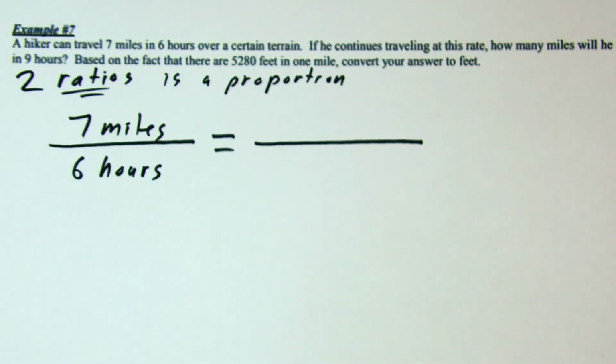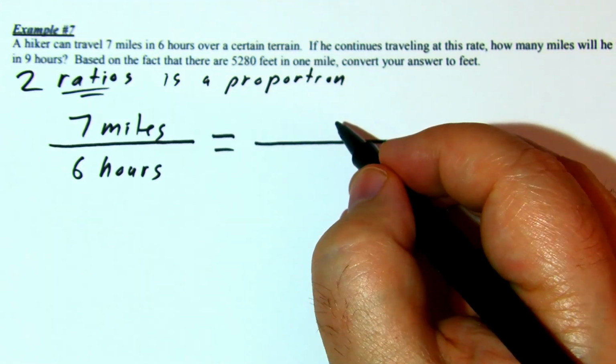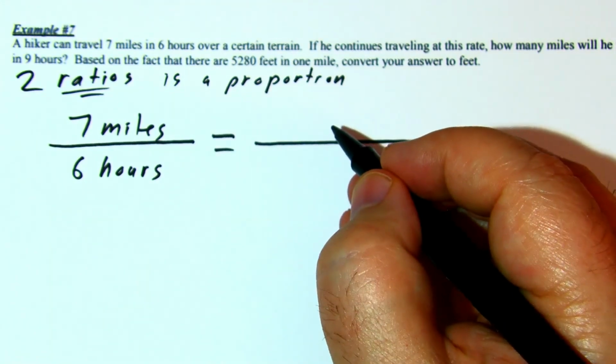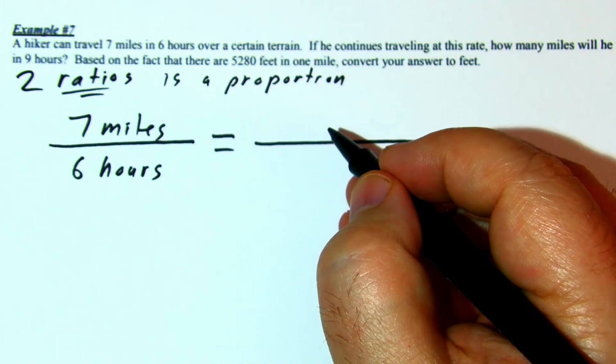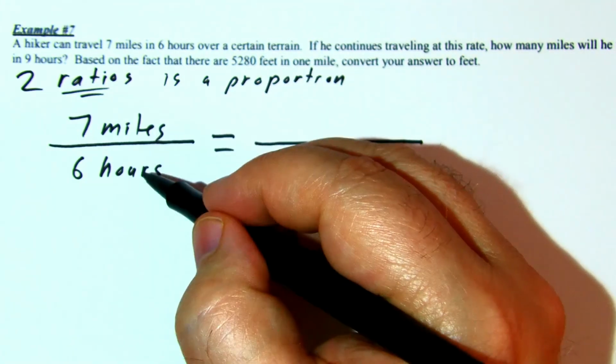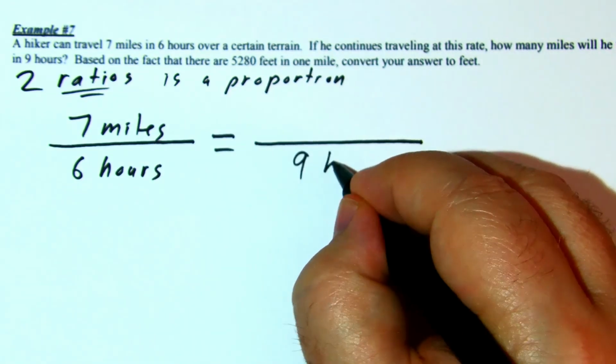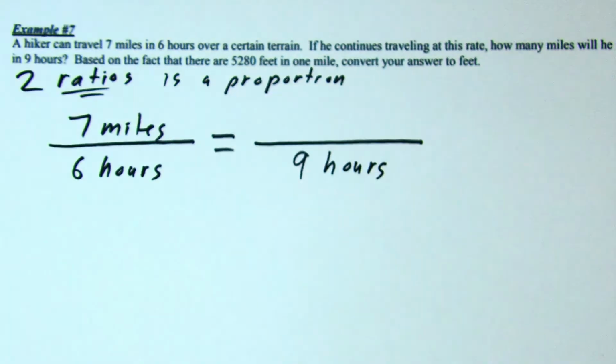9 hours. 9 hours. So last time, the number they gave us, we put on top. Do we put it on top this time? No. Because it's 9 hours, you'd line it up, top and bottom, the same as the given ratio. And so 9 hours, we'll go there. Does everybody feel good about why we put it there?